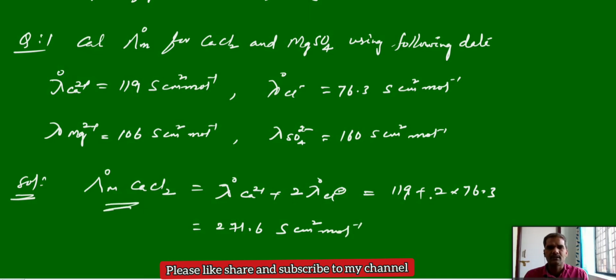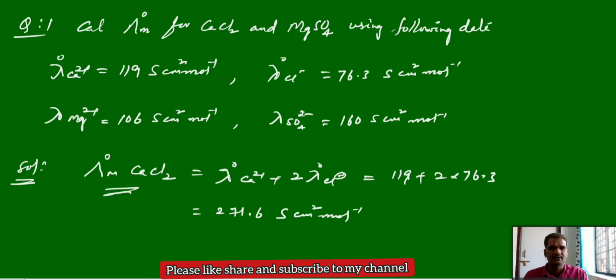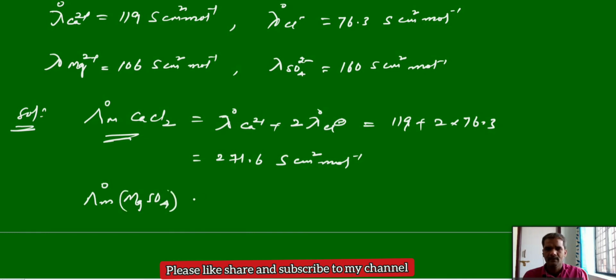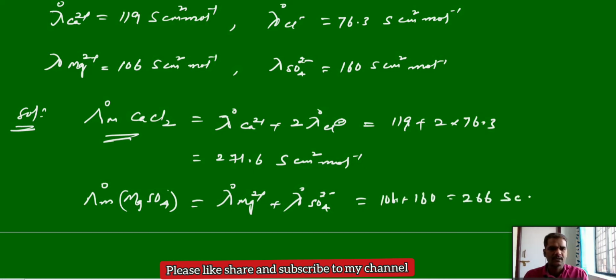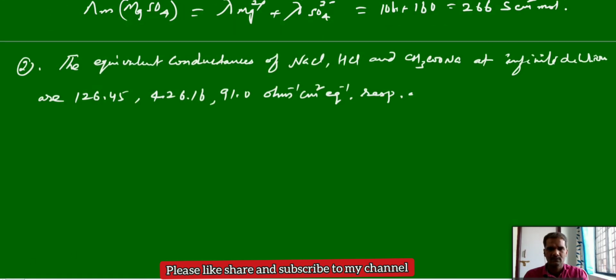This is calcium chloride. Similarly, magnesium sulfate. Magnesium sulfate has only 1 ion each. Ionic conductance of magnesium and ionic conductance of sulfate. So we just add them, 106 and 160, Siemens centimeter square per mole.